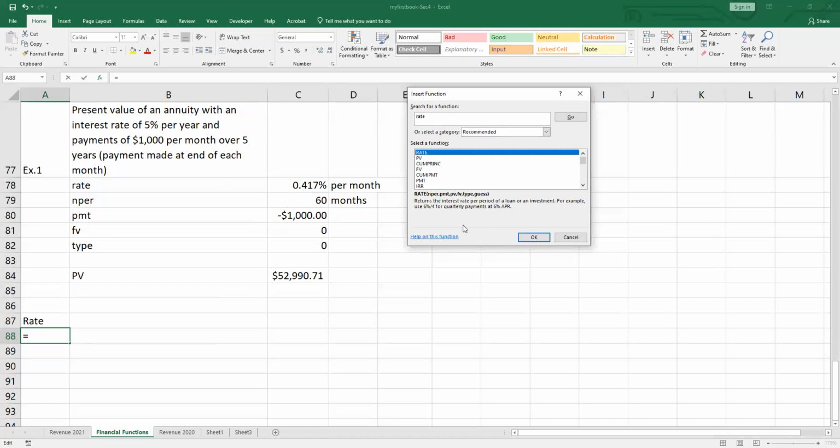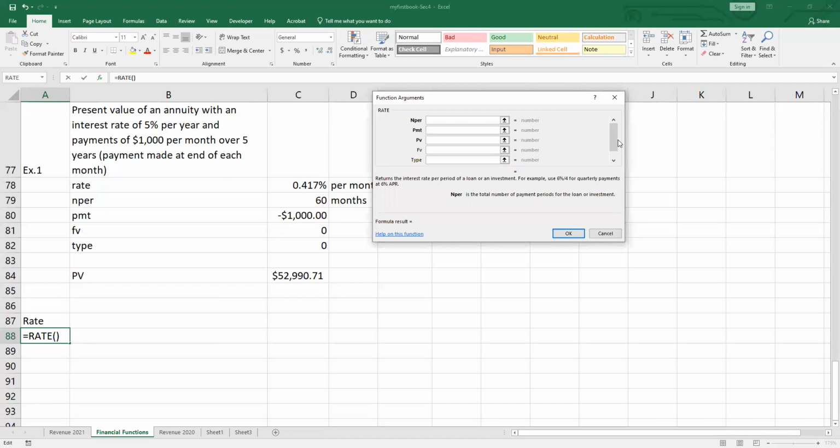Before I talk about the list of arguments, the rate function returns the interest rate per period of a loan or an investment. You have to make it, for example, 6% divided by 4 for quarterly payment, if the interest is 6% annual interest rate per year. Now let's scroll down to guess and have a look. What does guess mean in this case? Guess is your guess for what the rate will be. If omitted, the guess is 0.1 or 10%.